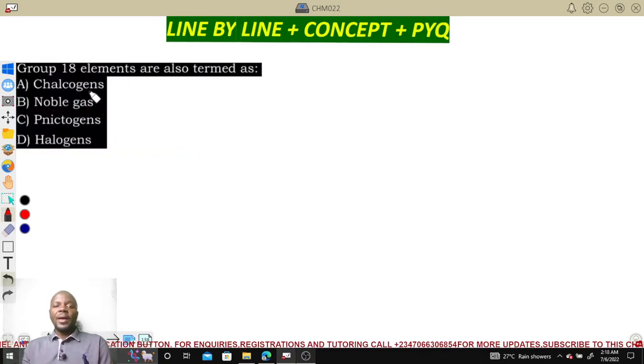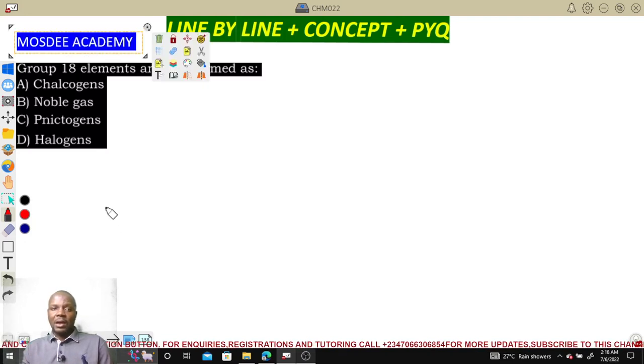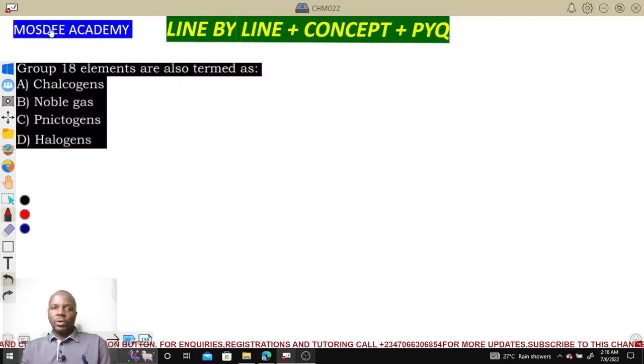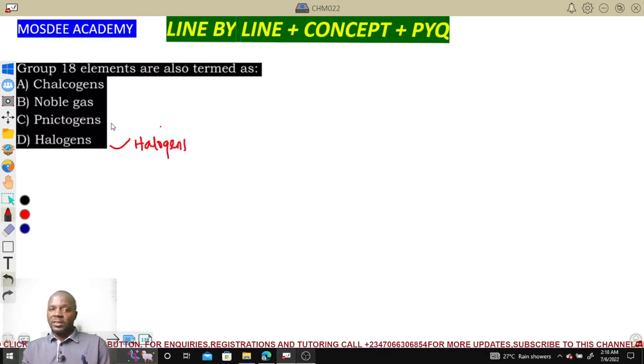The next question. Group 18 elements are also called what? I hope we have talked about halogens and their compounds. My dear students, I don't think you should have any issues with that. Group 17 elements are the ones called halogens. I think, remember, we've talked about all this. Nitrogens are group 15, for those who are just joining us.